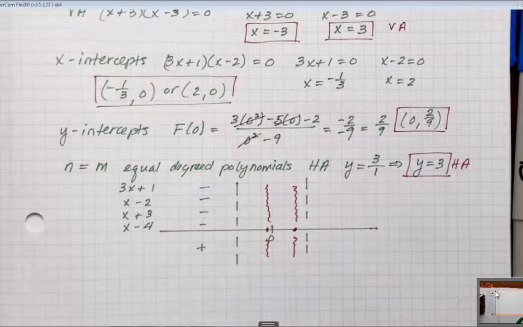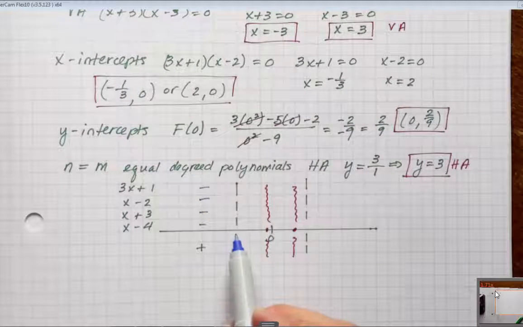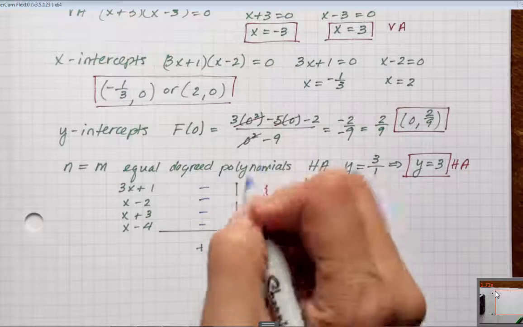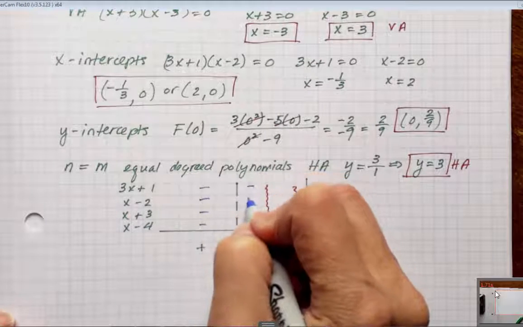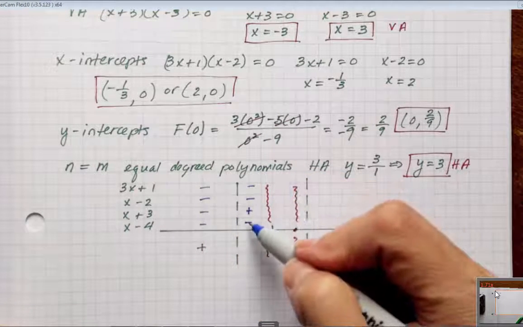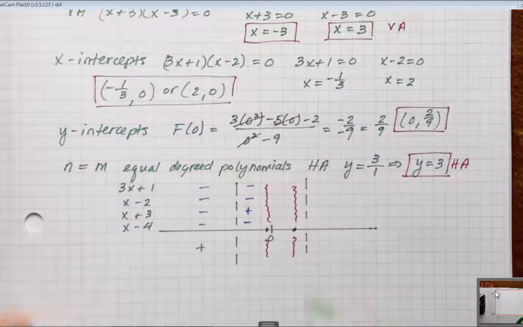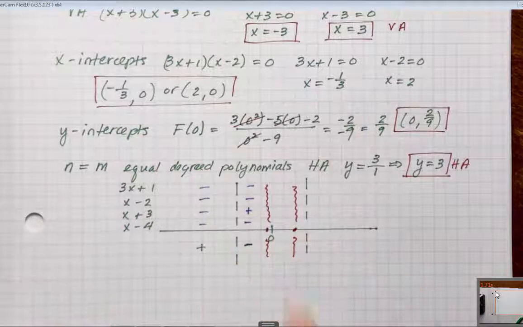Okay, in the next interval, I need to pick a number between negative 1/3 and negative 3. So I'm just going to pick negative 2. And I end up with a negative, negative, positive, negative. So here I have 1, 2, 3 negatives, which is an odd number of negatives. So that means that overall my function is going to be negative.